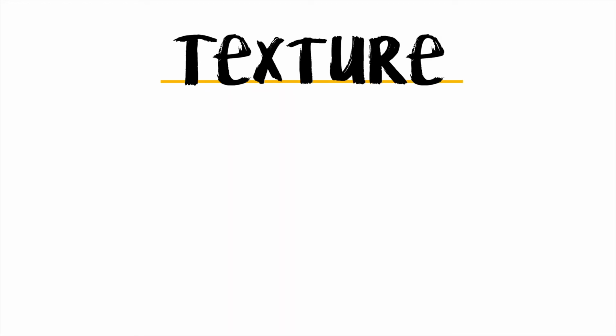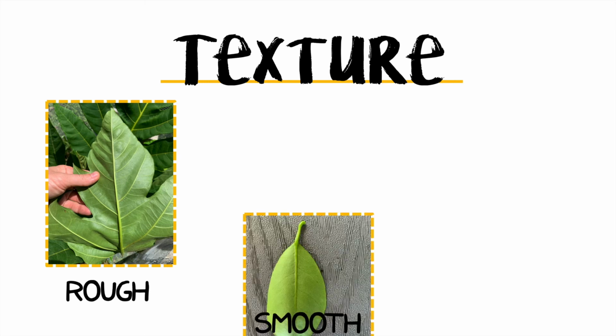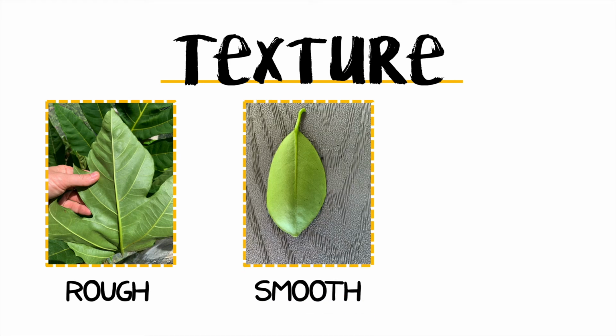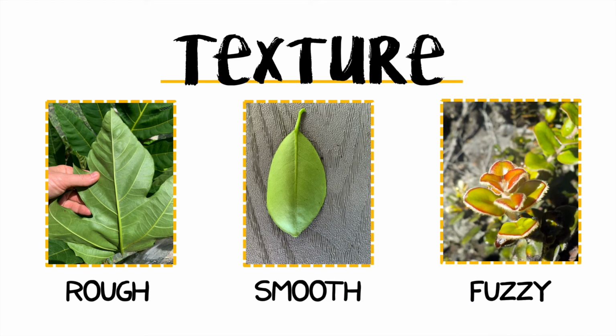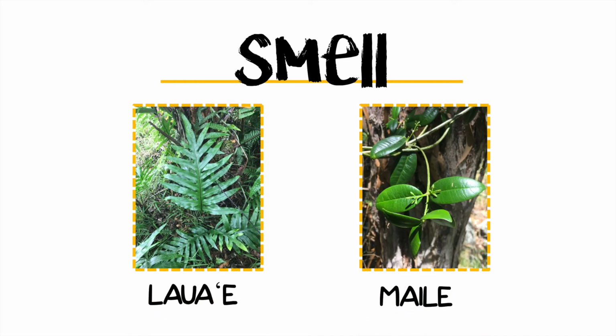Texture is another good identifier if you can reach the leaves. There are lots of different textures to leaves. They can be rough, like this ulu leaf, or smooth, like this citrus leaf, or fuzzy, like this ohia. We can also use our nose to identify leaves. This may not work on all leaves, but if you're stumped on a certain plant, try crushing a leaf and smelling it. It may give you some clues to help you identify that plant. Some plants, like lawa'e or Māhele, have such distinct smells that they're cultivated for just that reason.